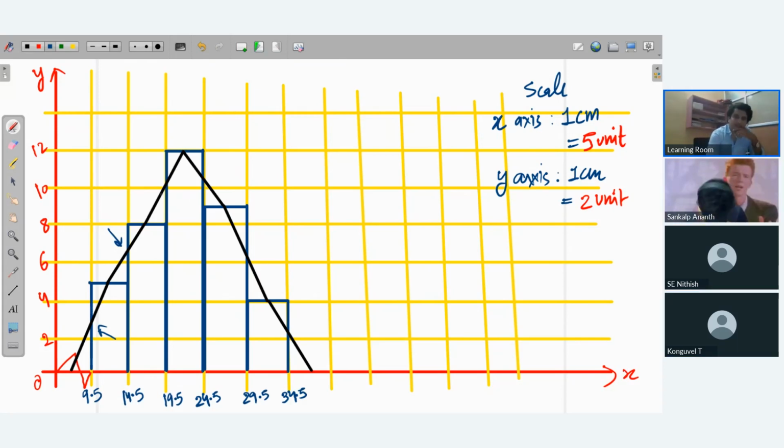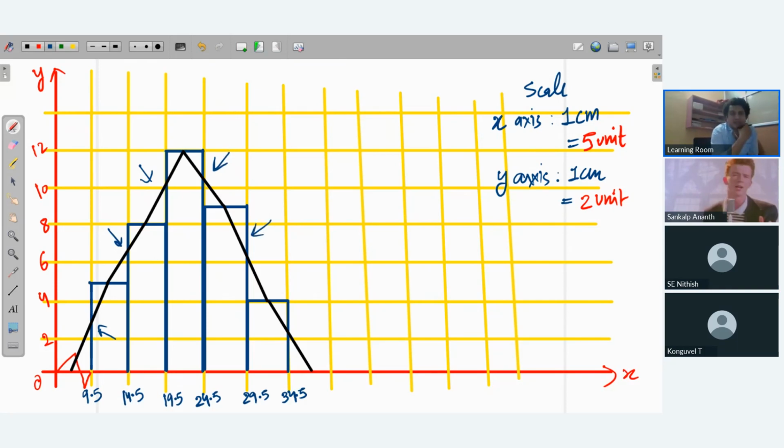Likewise, if you see the third line segment, it is approximately the same as the second line segment. Thus, we can say that in the third class interval, the increment is almost the same as the second class interval, but there's a difference of 0.5.